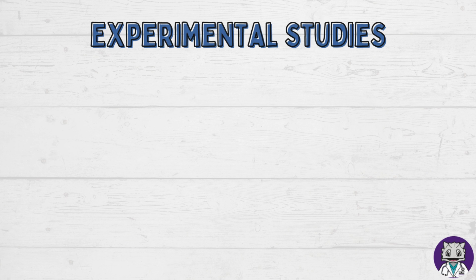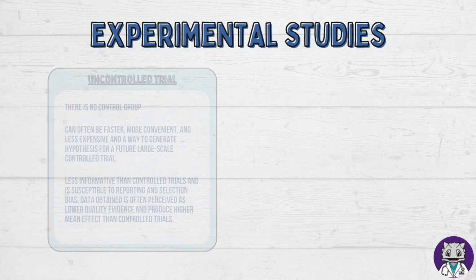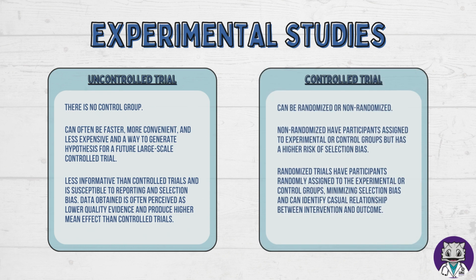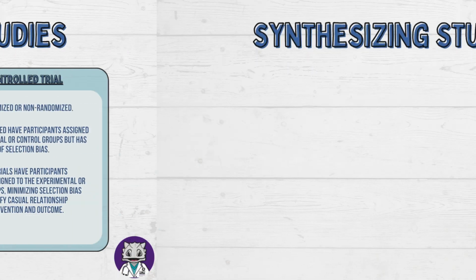Types include uncontrolled and controlled trials. Uncontrolled trials test interventions without a control group. They are faster and less expensive, but provide less informative data and are perceived as lower quality. Controlled trials include non-randomized trials, where participants are assigned to groups in a non-random fashion, and randomized trials, where participants are randomly assigned to groups. Randomized trials are the gold standard due to their ability to minimize bias, but they are costly and time-consuming.